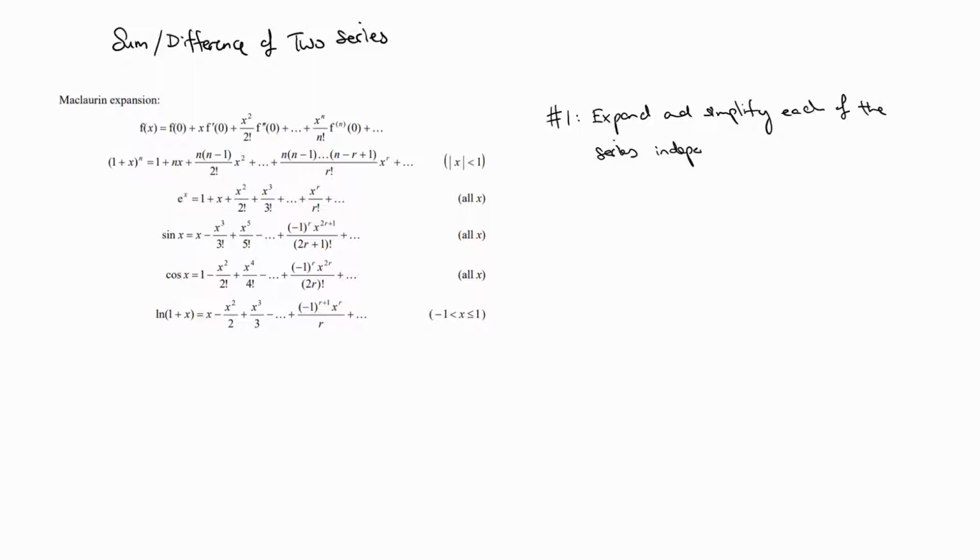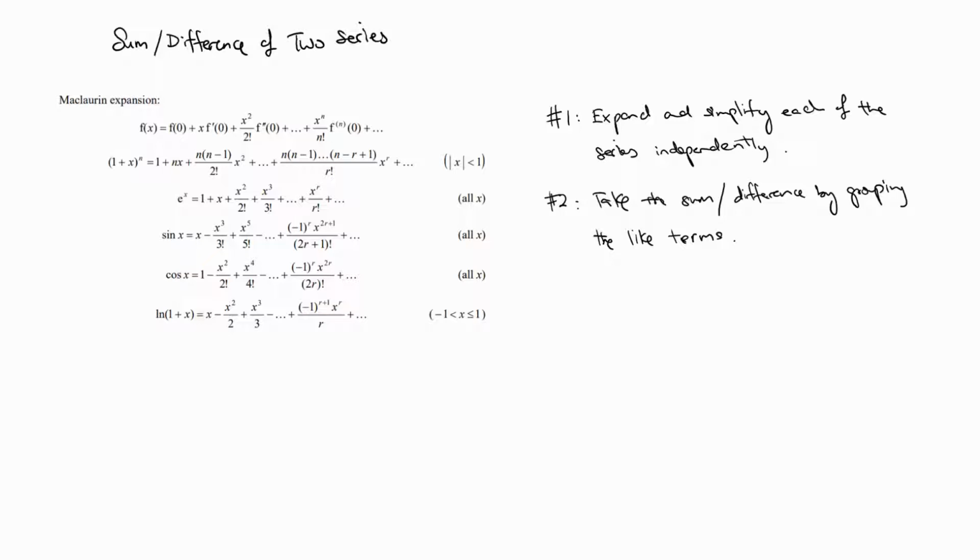independently. So we'll do it one by one, and then after that, step 2, we will take the sum or the difference, by grouping the like terms, constants with the constants and the ones with the same powers.